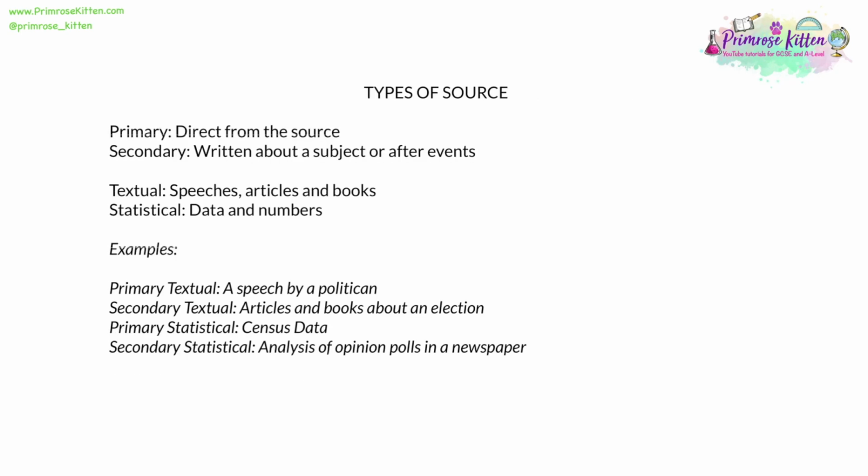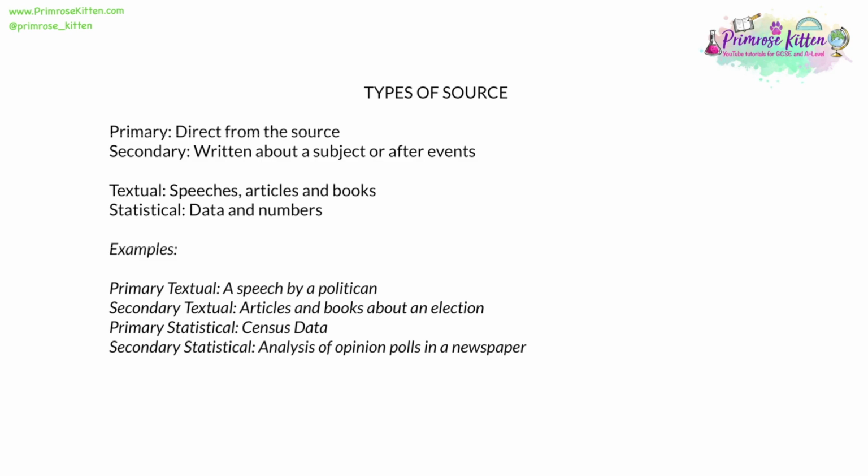There are several types of source we encounter when doing research. Primary sources come direct from the source. Secondary sources are written about a subject or after events. Textual sources are things like speeches, articles, and books. Statistical sources are data and numbers.